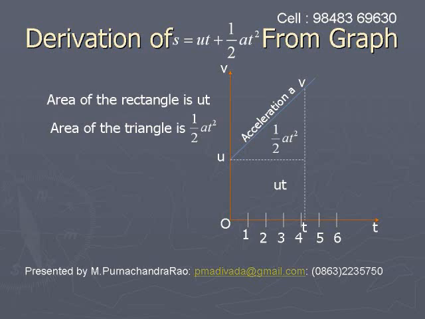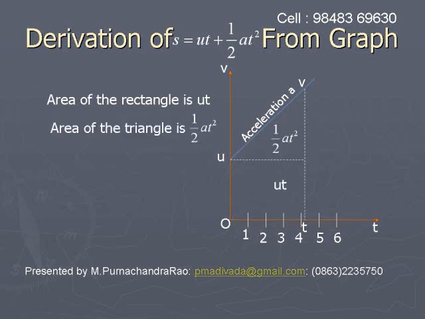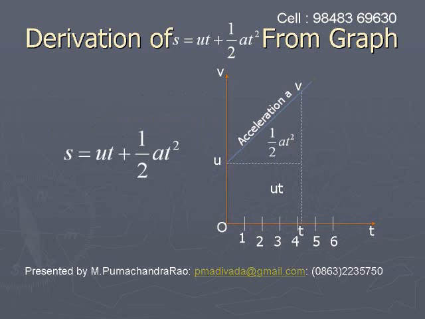Above that rectangle there is a right angle triangle. A is acceleration and at is change in velocity. So, the ordinate becomes at and the time axis becomes t. So, half into at into t becomes half at square. The area of the triangle is half at square and the area of the rectangle is ut. So, the total displacement is s is equal to ut plus half at square. Like this, we derive the relation using this graph.